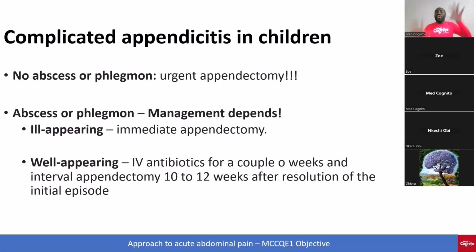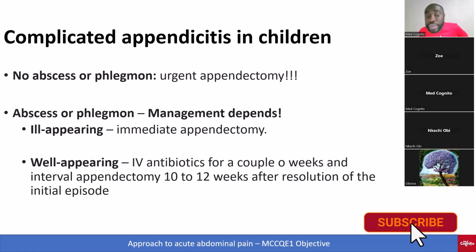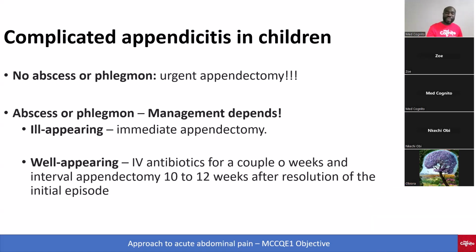So please know when you go for direct appendectomy: uncomplicated appendicitis, no abscess or phlegmon, and even if there's abscess or phlegmon but the patient looks sick, do emergency appendectomy. But if the patient has appendiceal abscess, but the patient is well appearing, then what you want to do is IV antibiotics for a couple of weeks, and then you do interval appendectomy 10 to 12 weeks later.